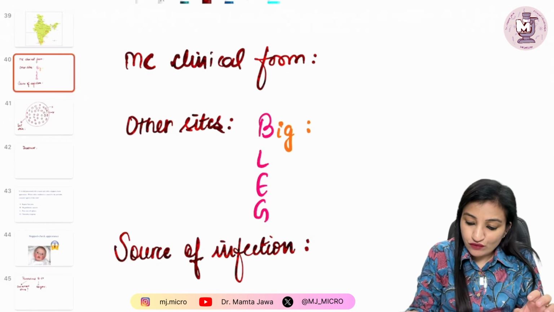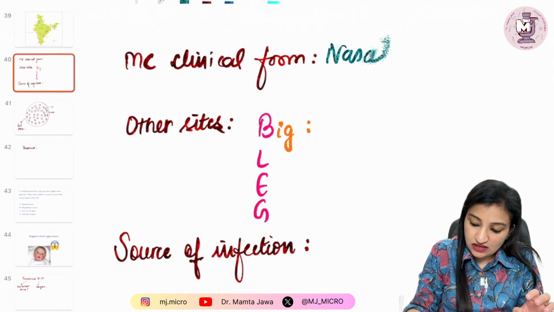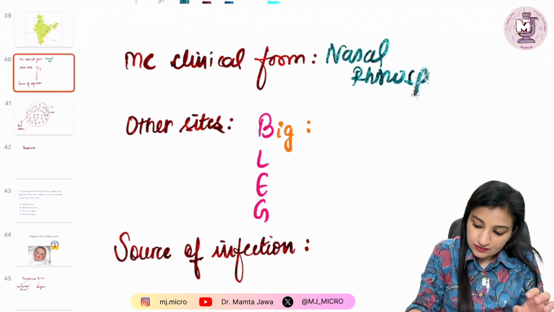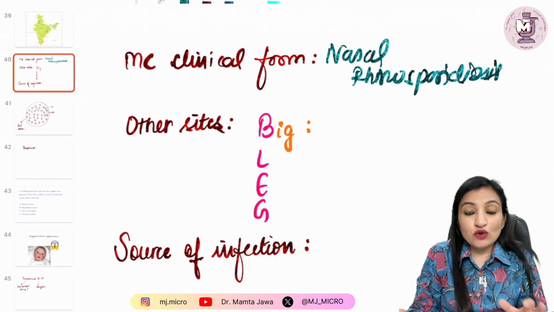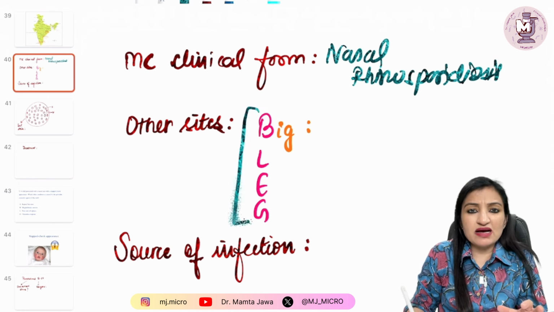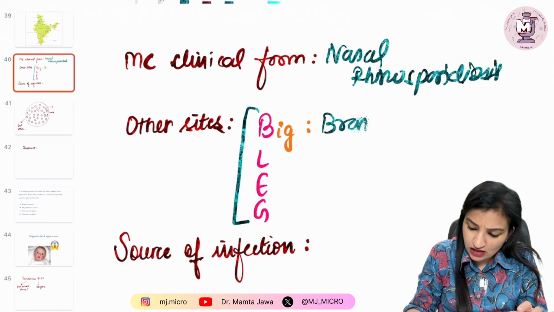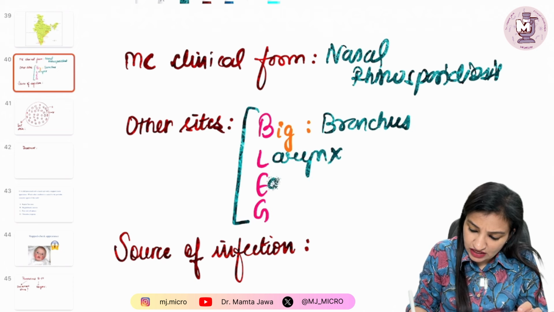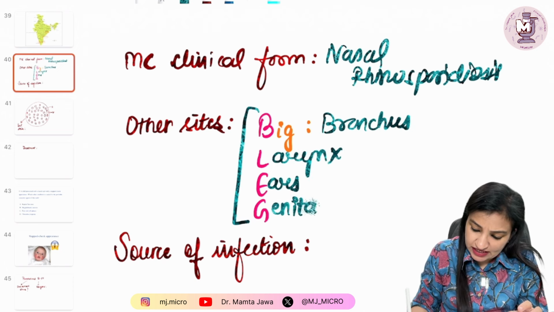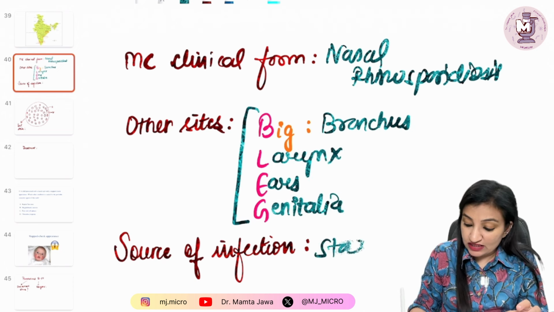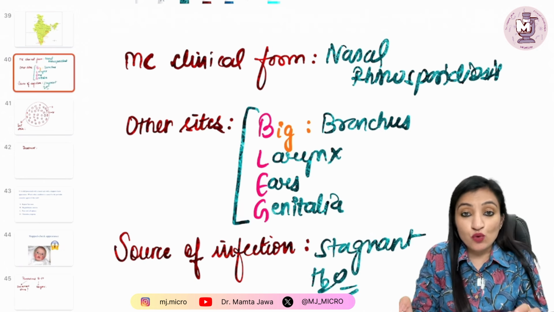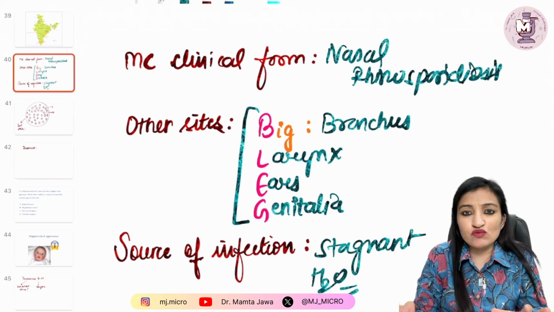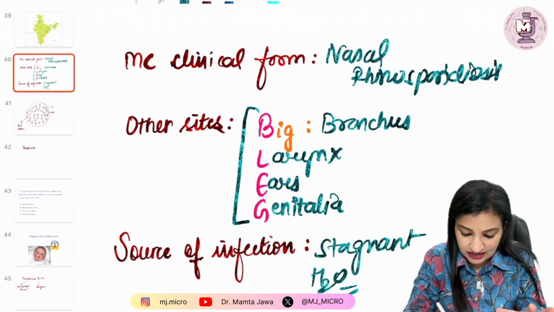Now, the most common clinical form, as I said, is nasal rhinosporidiosis. Other sites of the body can also be infected, which can be remembered by remembering BLEG, where B stands for Bronchus, L stands for larynx, E stands for ears, G stands for genitalia. And the source of infection is stagnant water, and the mode of infection is inhalation of the spores present in the stagnant dirty water of ponds, lakes, etc.